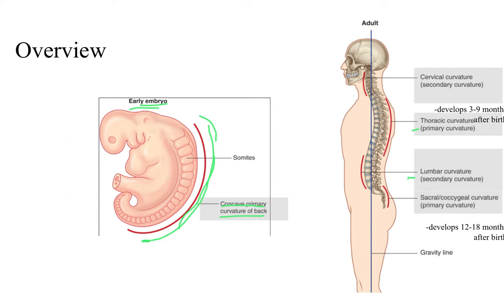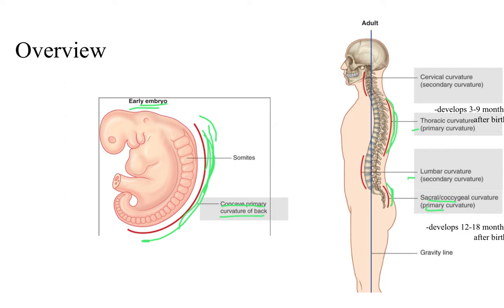So our two primary curvatures in the adult skeleton are the thoracic curvature right here, and notice that that follows the same pattern as the embryonic primary curvature of the back. And then the second primary curvature is the sacrococcygeal curvature. Notice it's still concave in relation to what the original curvature of the back was.